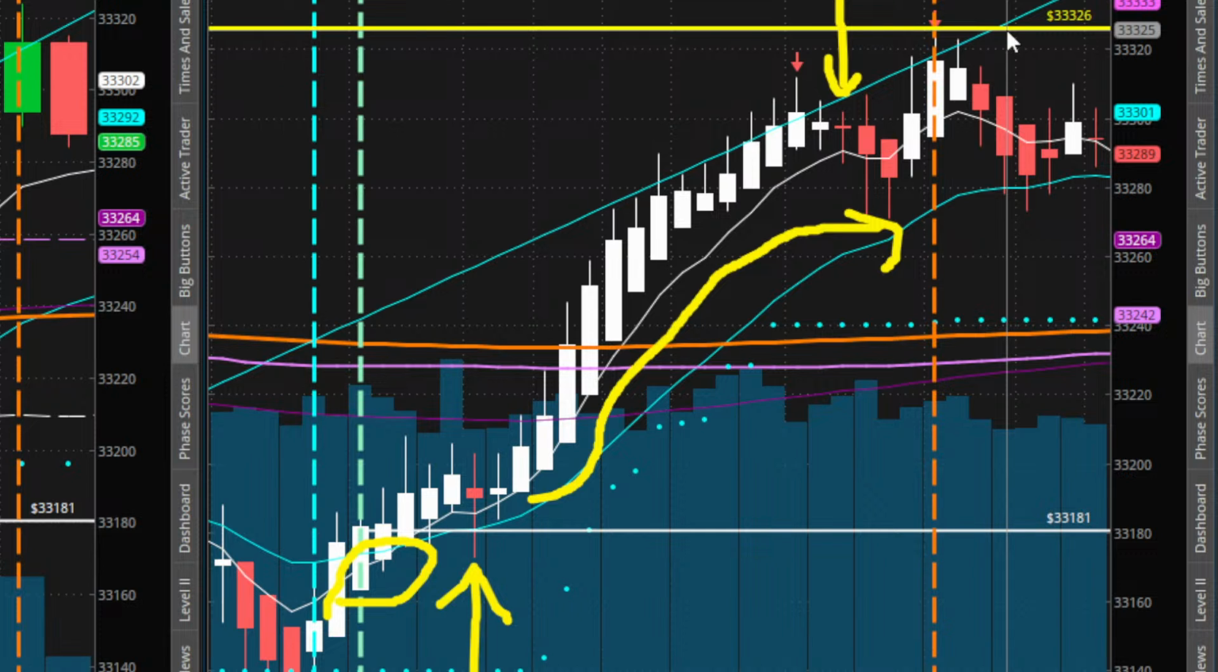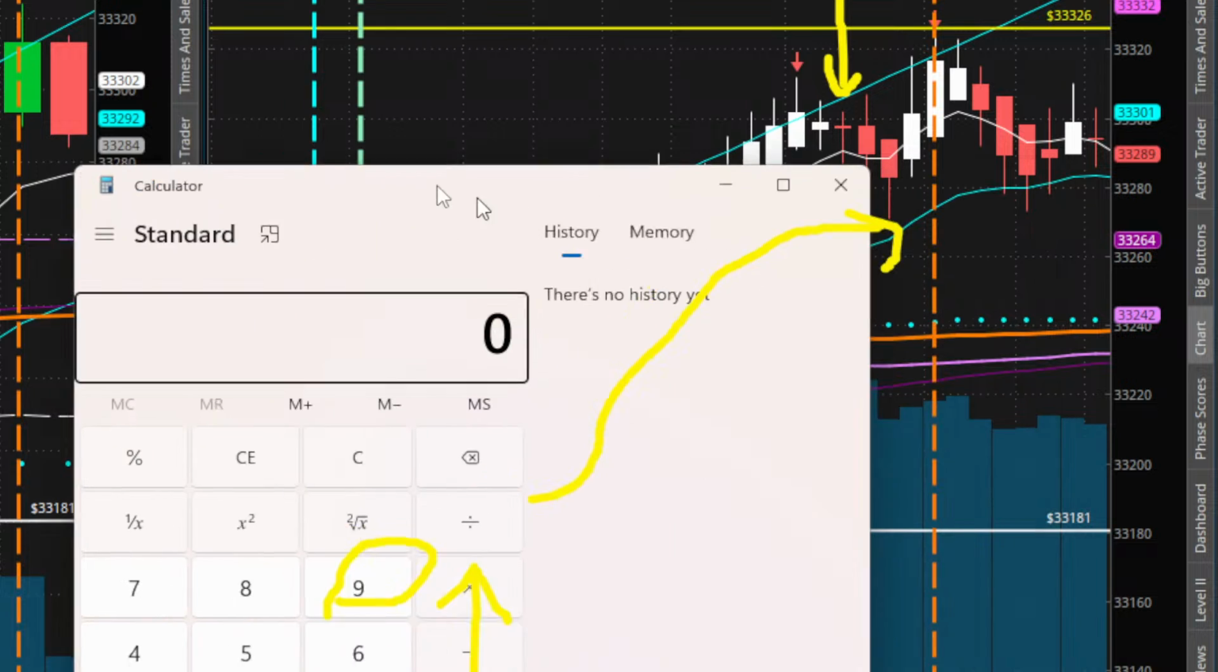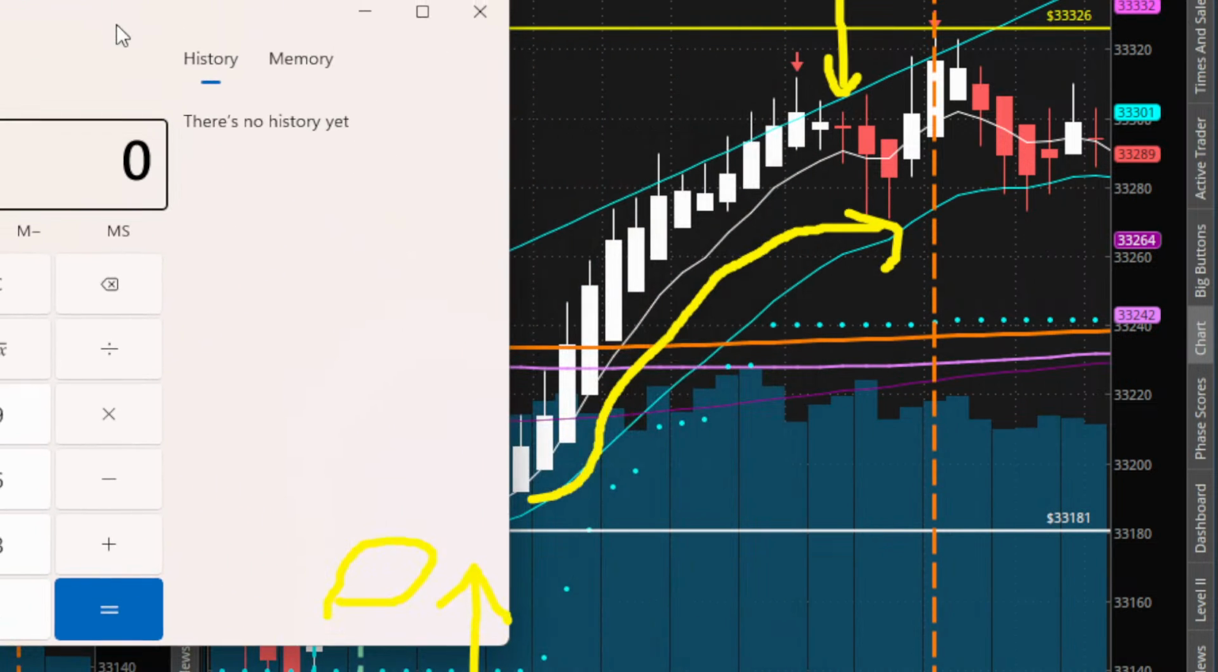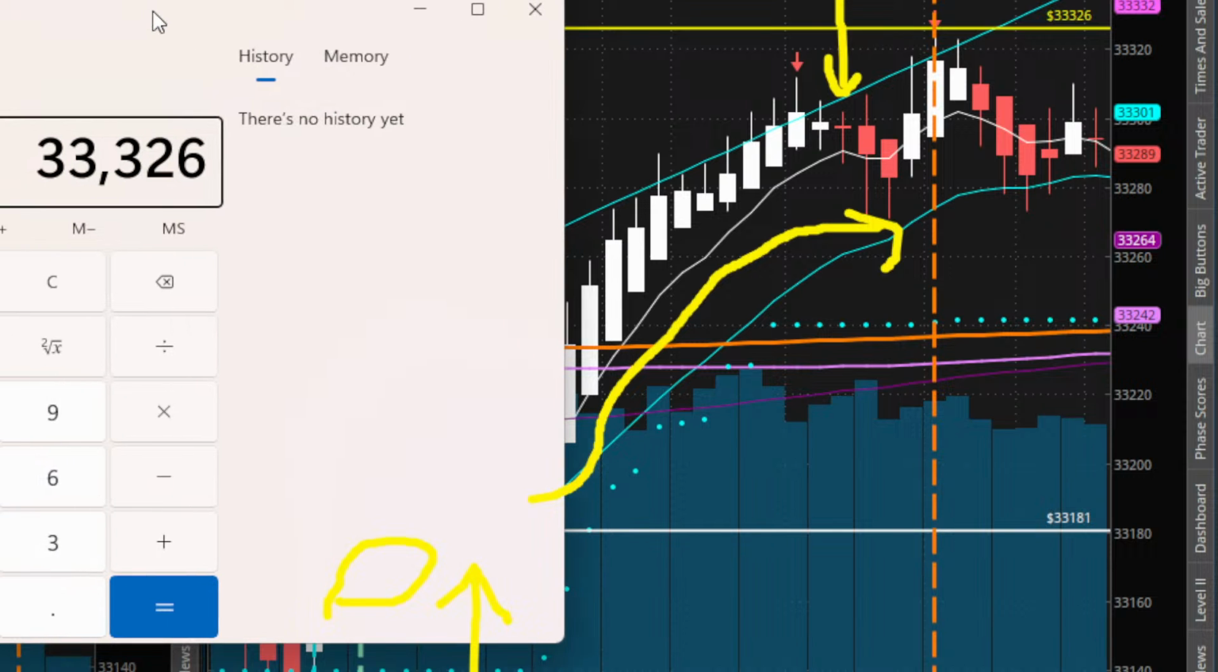Let's just say for whatever reason we exited at 33,326, and I will bring the calculator on here to calculate what that is. Again, these are all theoretical, right? But it's a good way to illustrate what is possible. So let's say you exited at 33,326. Let me bring that up right there. Okay. And then let's say, like I mentioned earlier, you would have entered right here at 33,181.